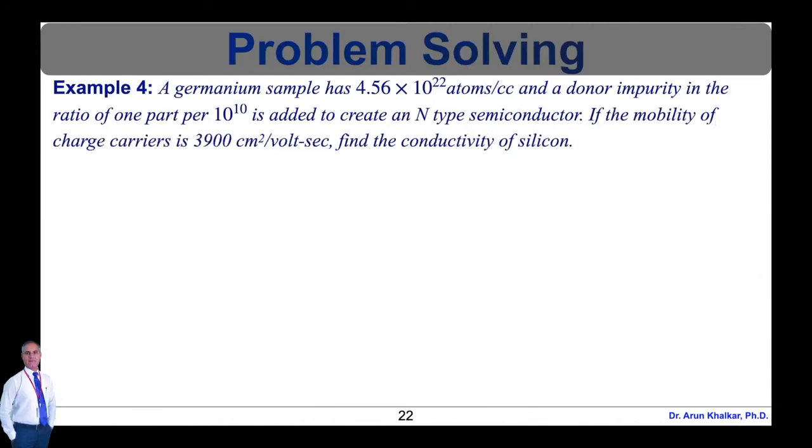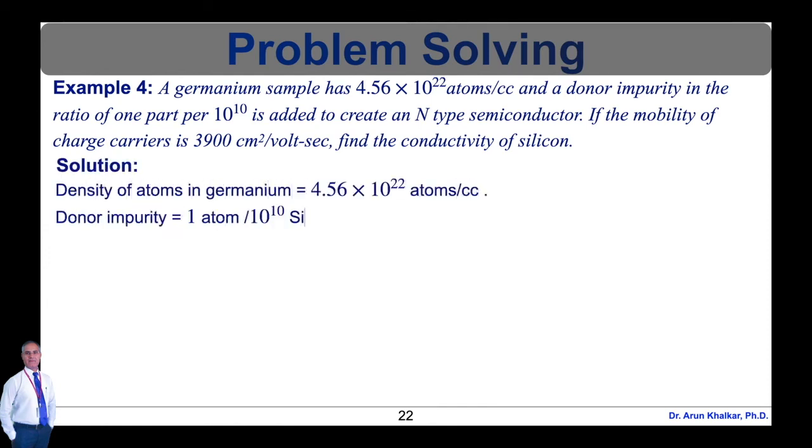A germanium sample has 4.56 × 10^22 atoms per cc and a donor impurity in the ratio of 1 part per 10^10 is added to create an N-type semiconductor. If the mobility of charge carriers is 3900 cm²/V·s, find the conductivity of silicon. Therefore, the solution of this problem is as follows.